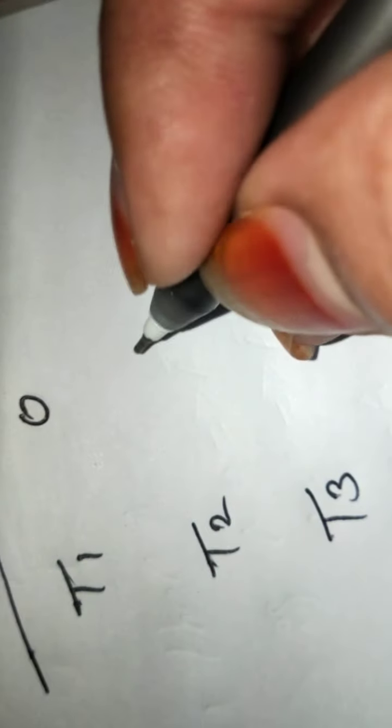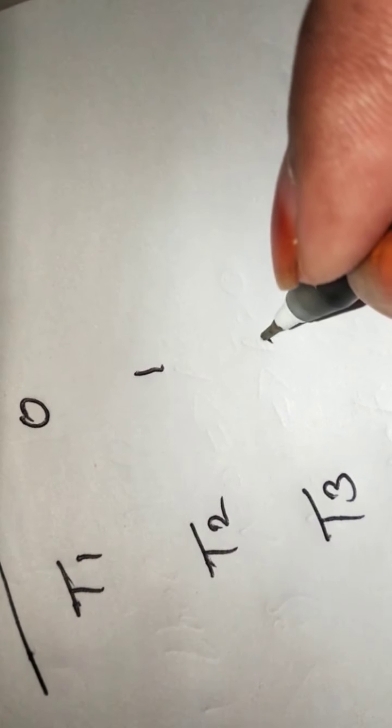Now by using this we are going to draw some timing diagram. A variable like capital A and time should be T1, T2, T3. T1 indicates 0, T2 1, T3 0.